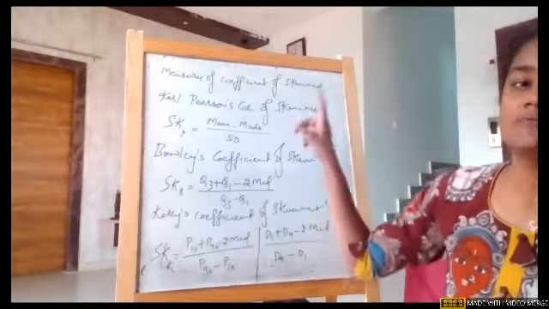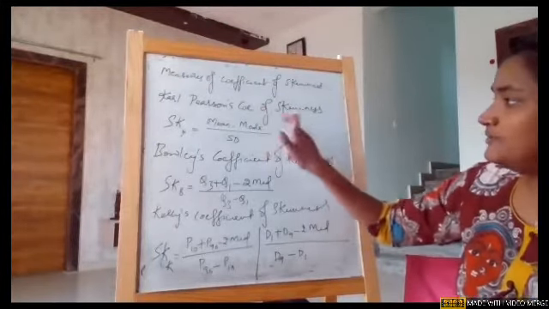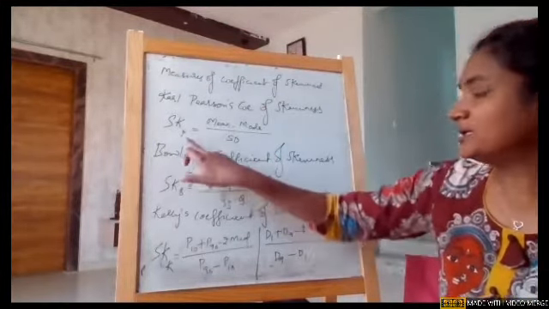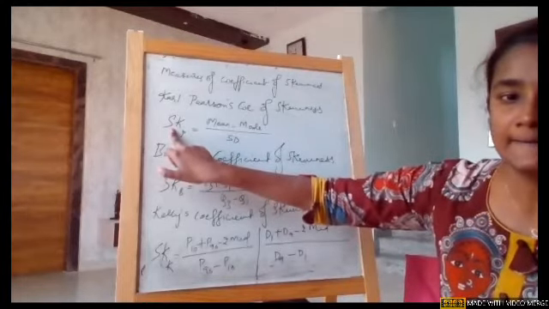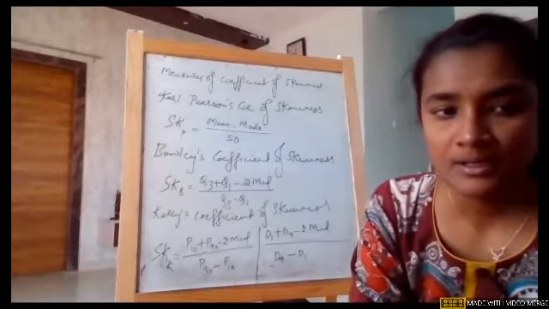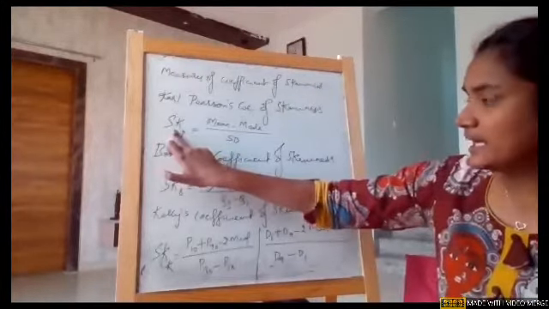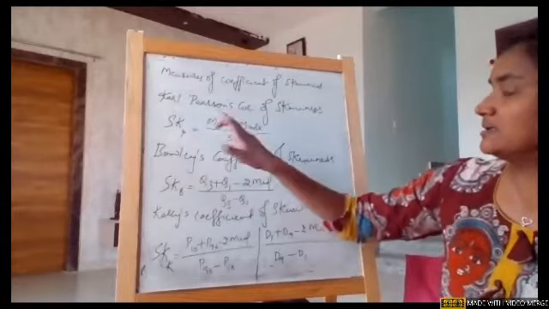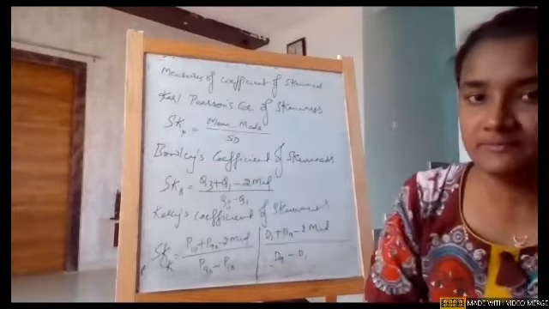Now the second formula given by Karl Pearson is the coefficient of skewness, which is very, very important. We denote skewness with SK, and P represents Pearson. So the formula is mean minus mode divided by standard deviation.